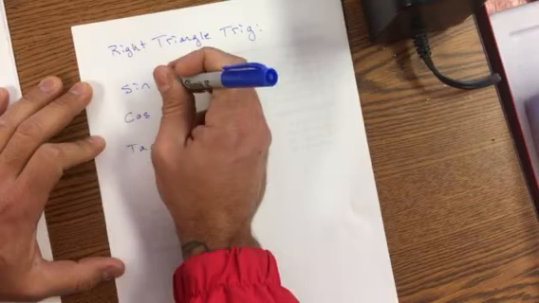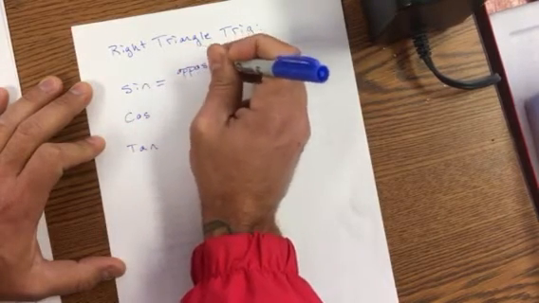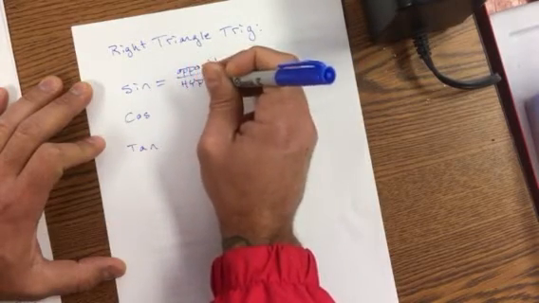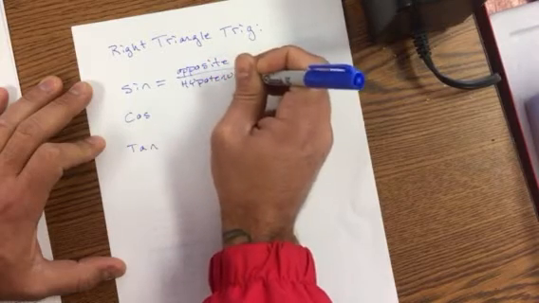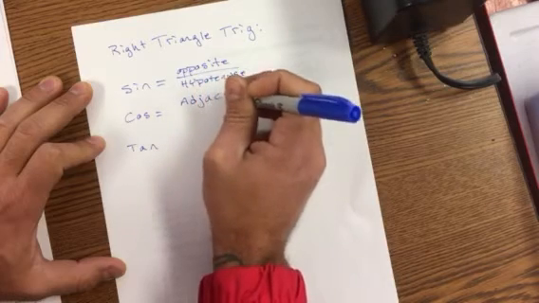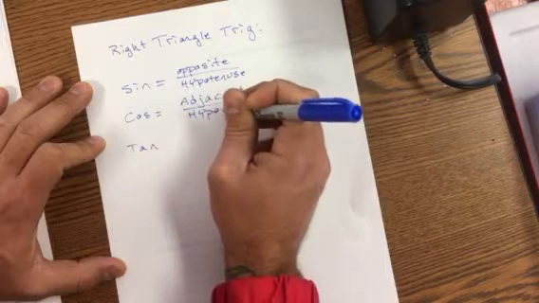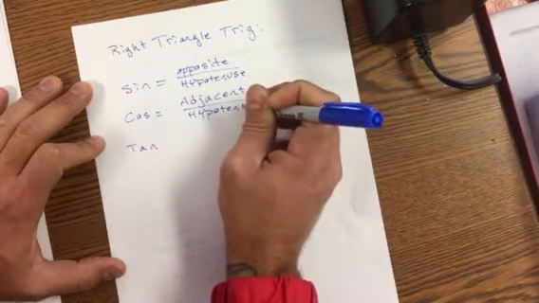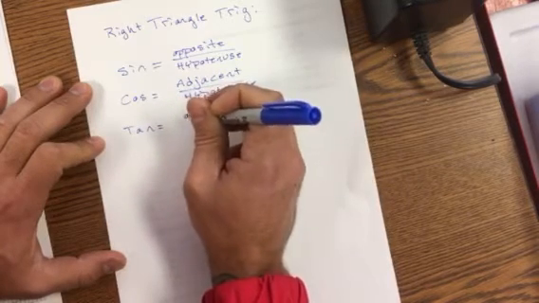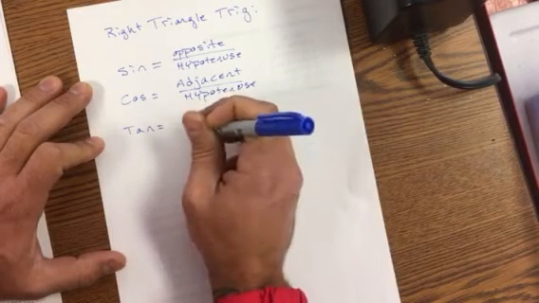You guys have done this before, so you know that the sine is the opposite side over the hypotenuse. And you know that the cosine is the adjacent side over the hypotenuse. And you know that tangent is the opposite side over the adjacent side.